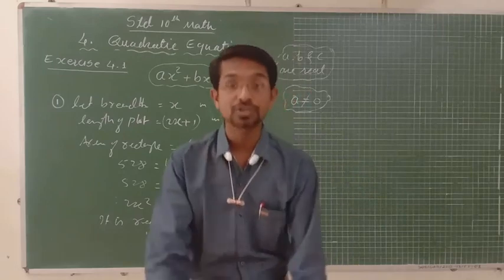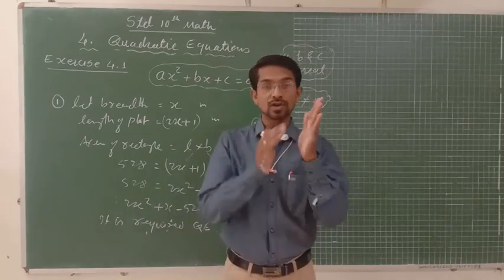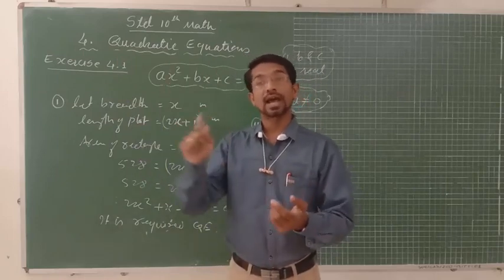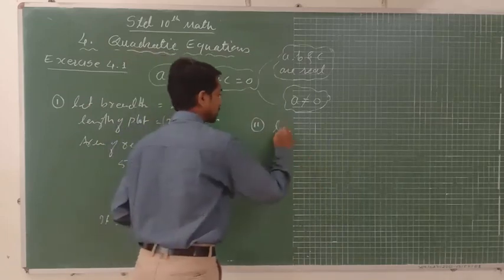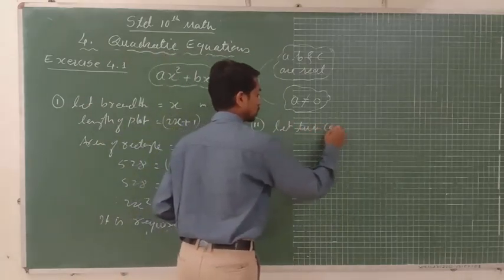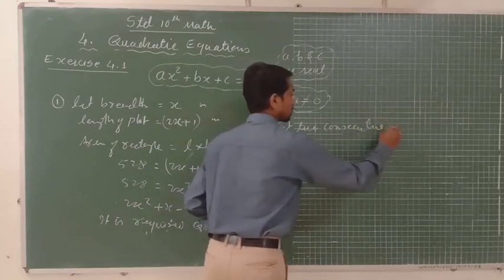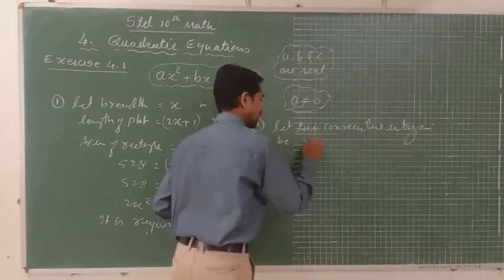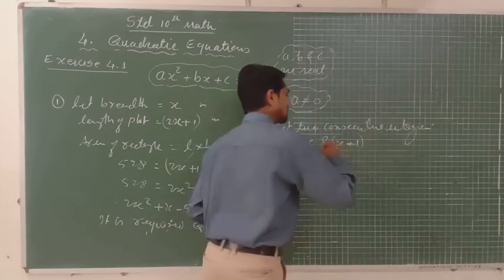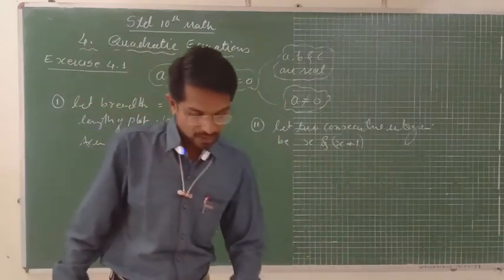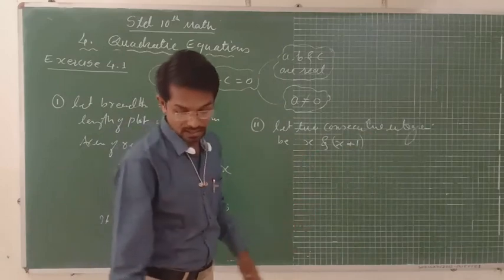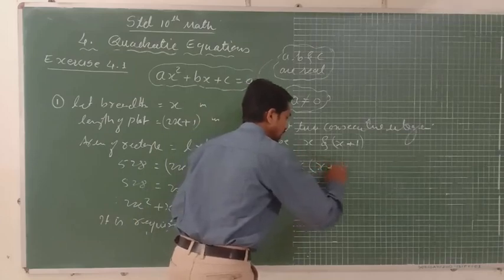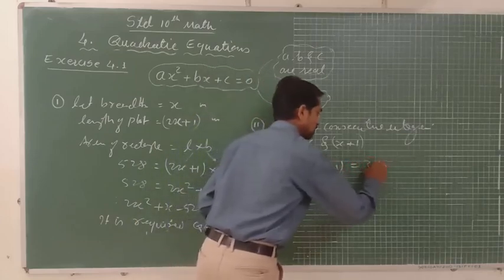The product of two consecutive integers. Consecutive integers means 1, 2, 3, 4, 5, and so on. These are consecutive. So let the two consecutive integers be x and x plus 1. What is the condition? The product of two consecutive integers is given as 306. So the product of these two, x into x plus 1, is equal to 306.